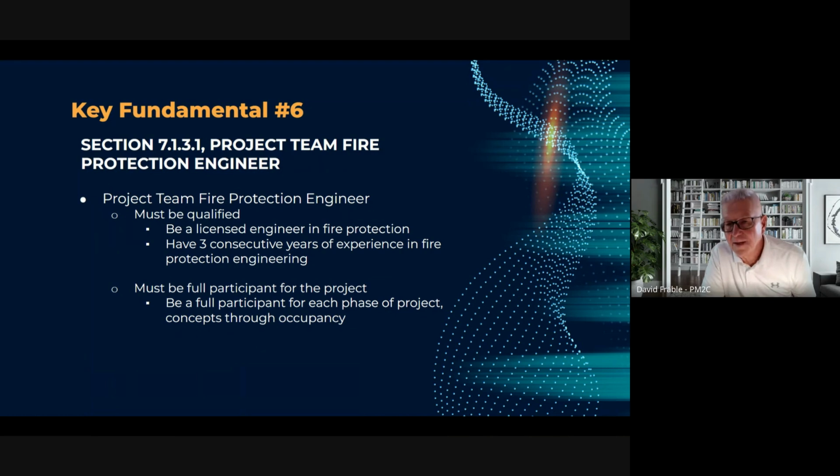In addition, please also remember that the project team's fire protection engineer must also be a full participant throughout the project, from the concept phase, design, construction, and occupancy.